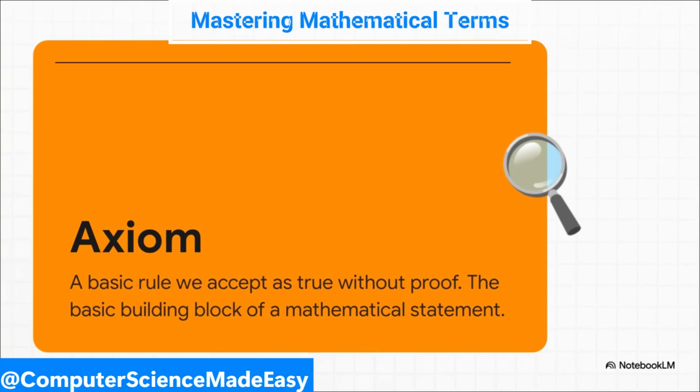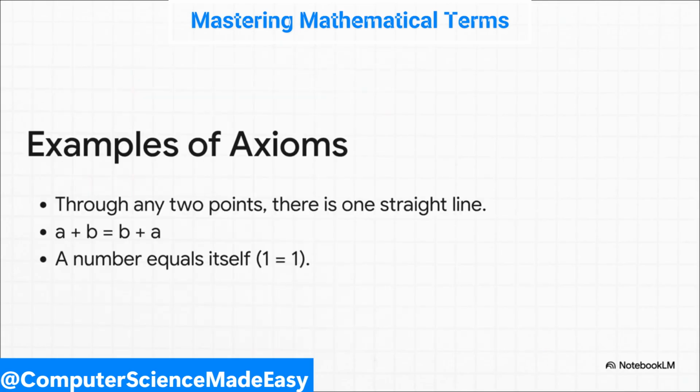In the world of math, we call this an axiom. And an axiom is just a basic rule, something so obvious that we all just agree it's true. We don't need to prove it, it's just a given. Think of it as the bedrock, the solid ground we all have to stand on before we can start building anything else. And what's really cool is how intuitive these things are.